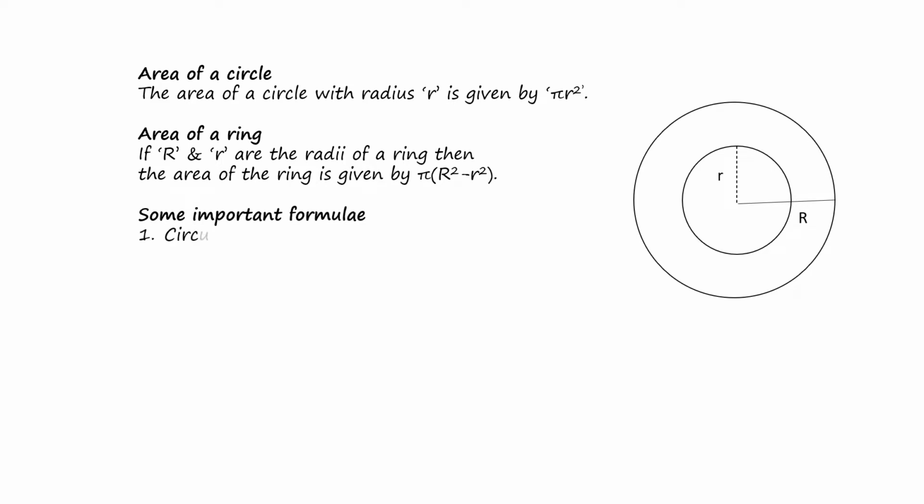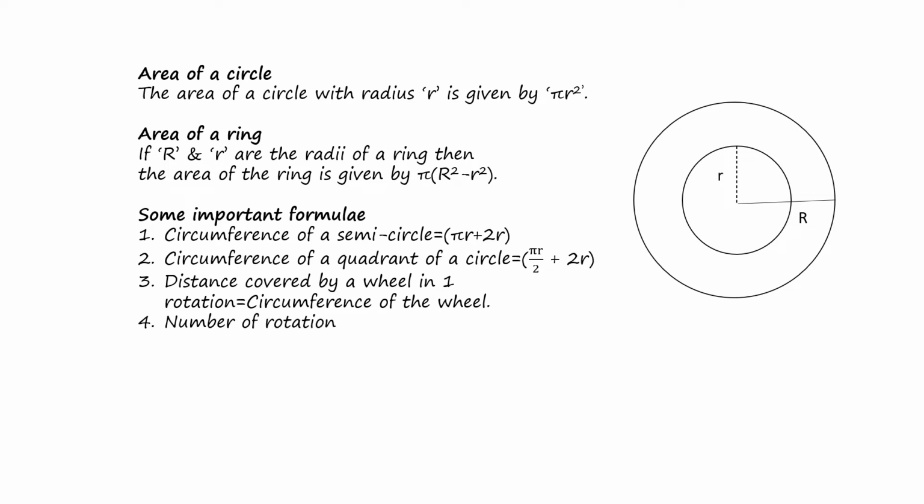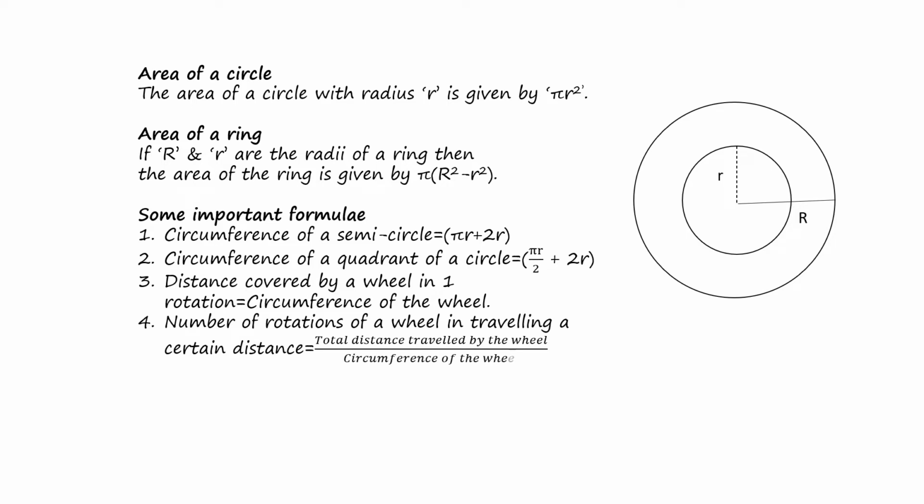Some important formulae. The first one, circumference of a semicircle equals pi r plus 2r. Circumference of a quadrant of a circle is pi r by 2 plus 2r. Distance covered by a wheel in one rotation equals the circumference of the wheel. Number of rotations a wheel makes in traveling a certain distance equals the total distance traveled by the wheel divided by the circumference of the wheel.